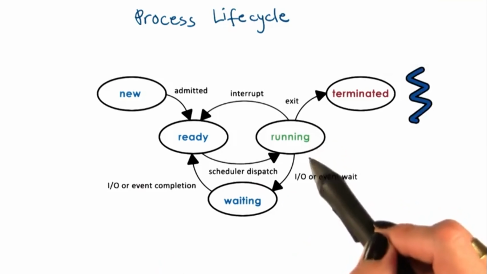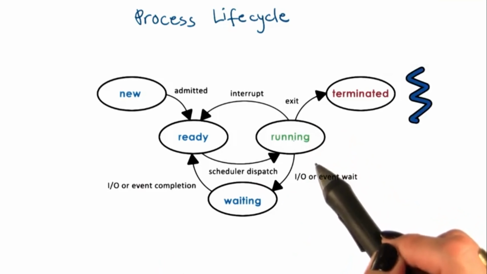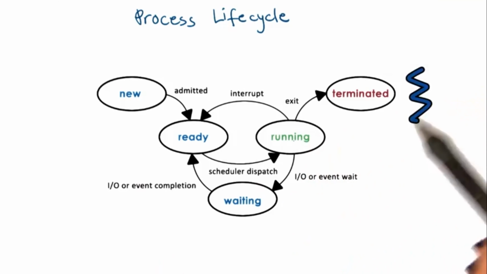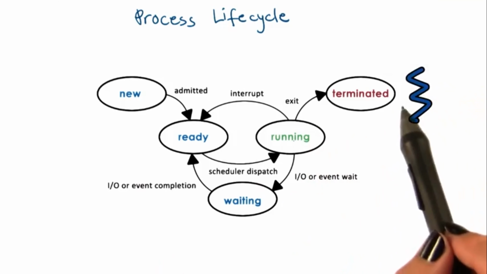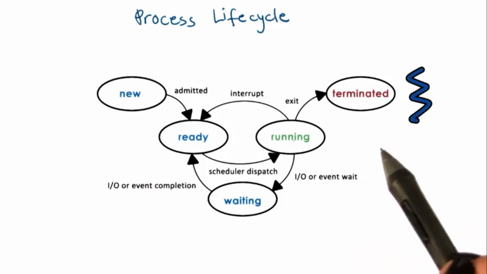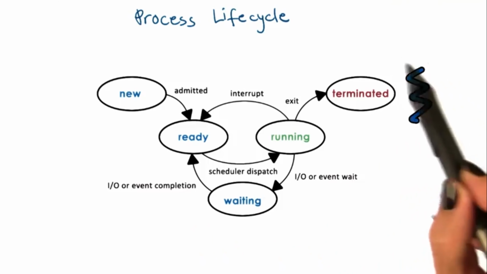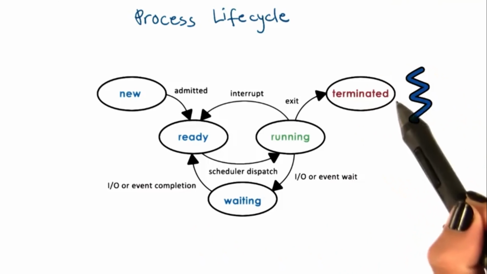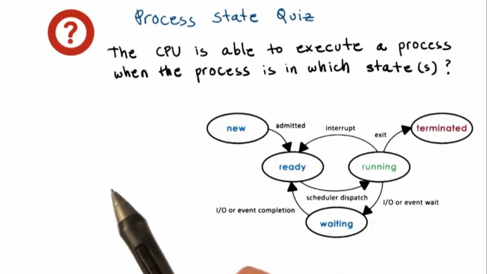Finally, when a running process finishes all operations in the program, or when it encounters some kind of error, it will exit. It will return the appropriate exit code, either success or error, and at that point, the process is terminated. Let's take a quiz now.